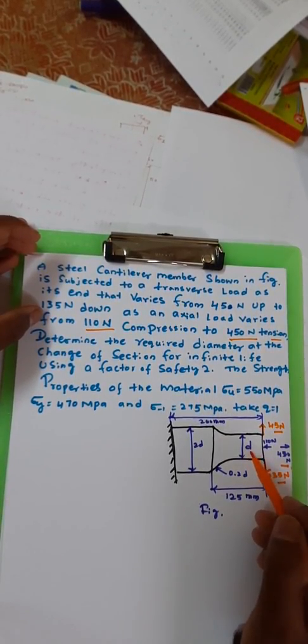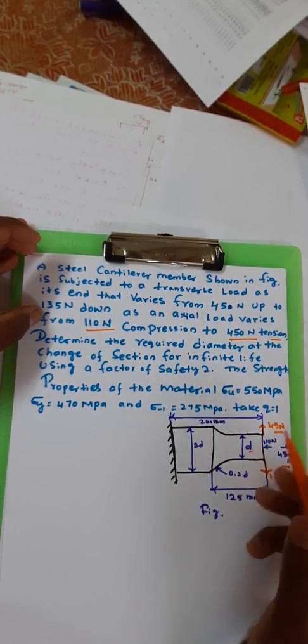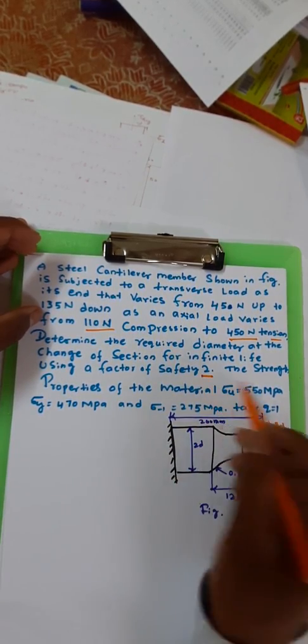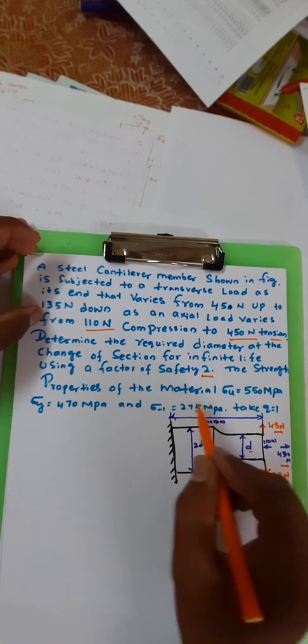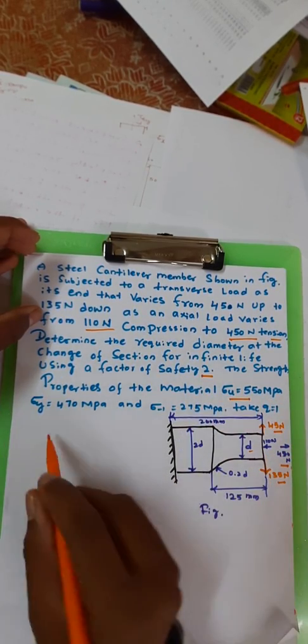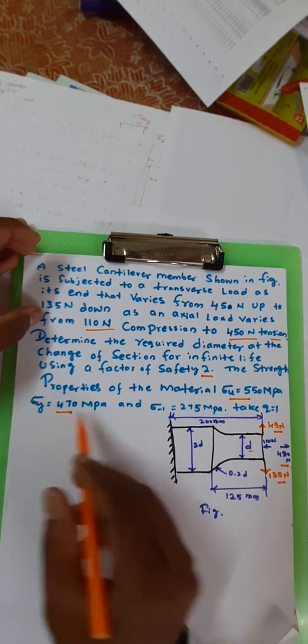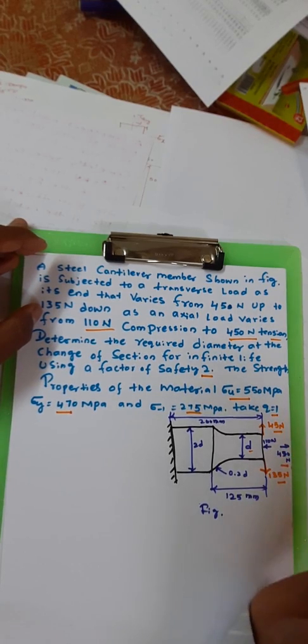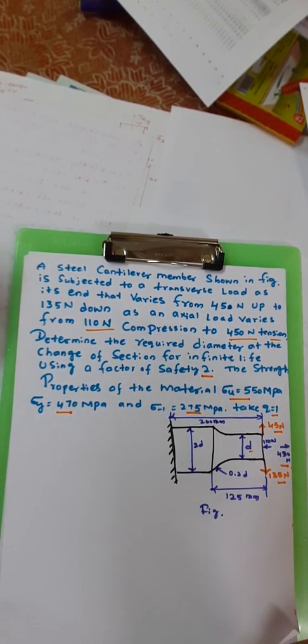So here we need to find out the value for d for infinite life using a factor of safety of 2. The strength properties of the material: ultimate strength is given as 550 MPa, yield stress 470 MPa, endurance limit 275 MPa, and the notch sensitivity factor q is given as 1.